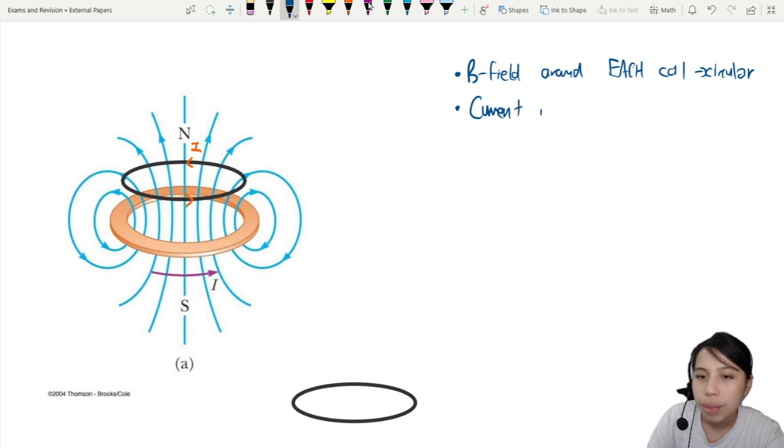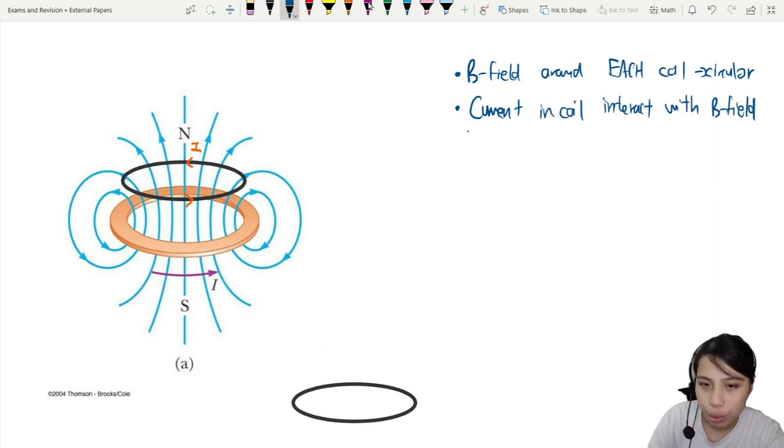So current in the coil. By coil, we are referring to this coil. So the current in coil interact with the B field to exert a force. Okay, because we got current, we got B field, we got force.